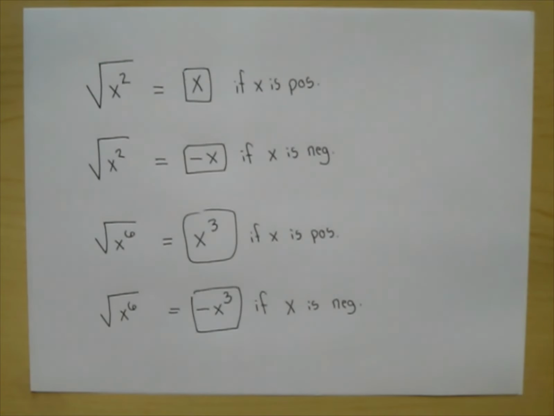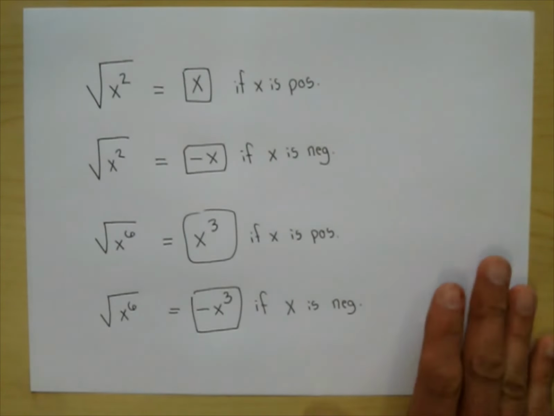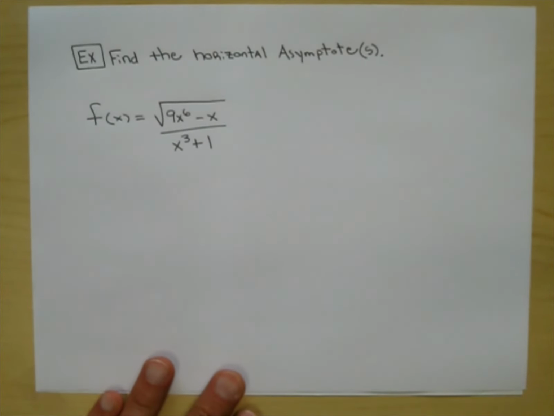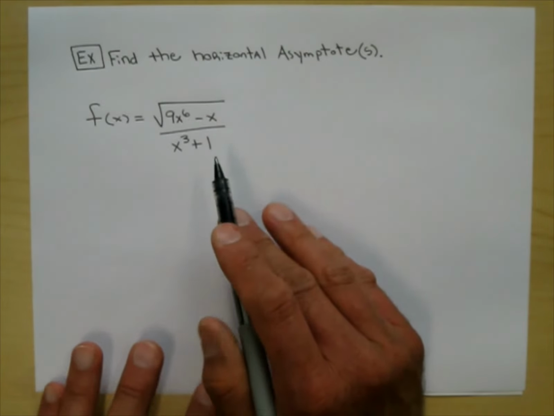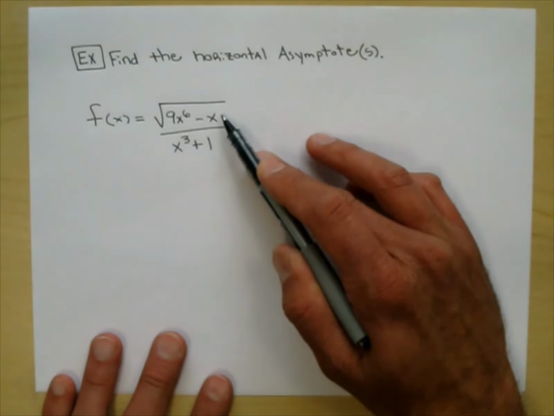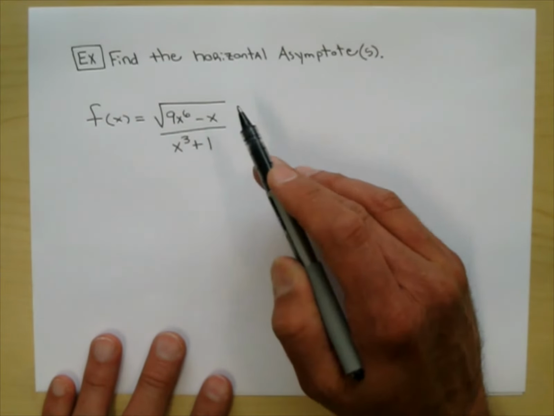So what we're going to do is take a look at this problem that asks us to find the horizontal asymptotes of something that is not a rational function. You might think it's a rational function because you have a fraction, but a rational function technically is a polynomial over a polynomial, and the top is not a polynomial because of that radical.